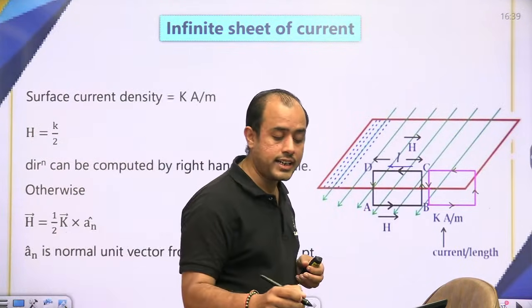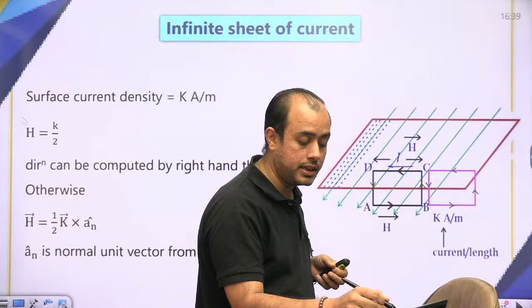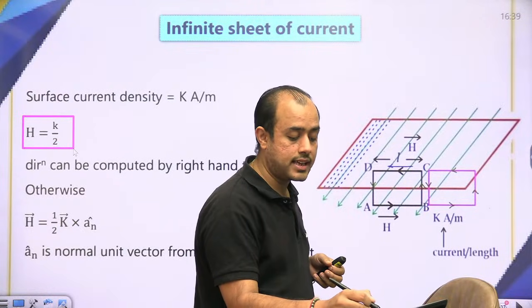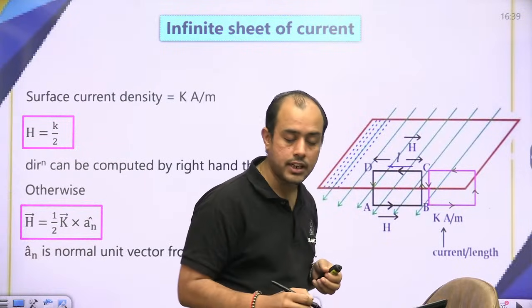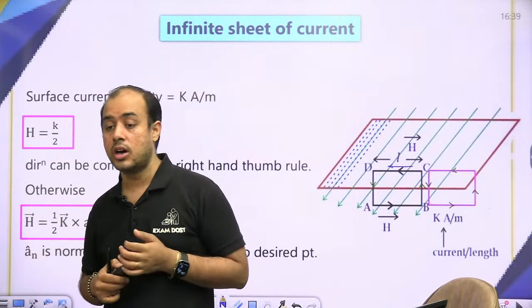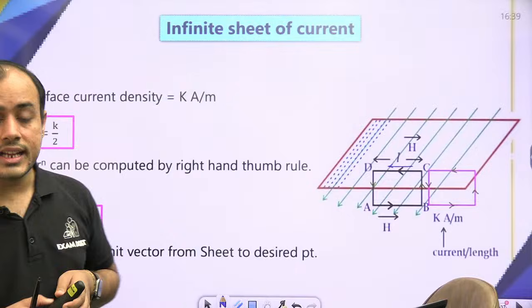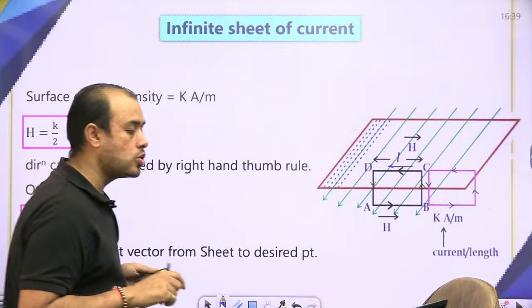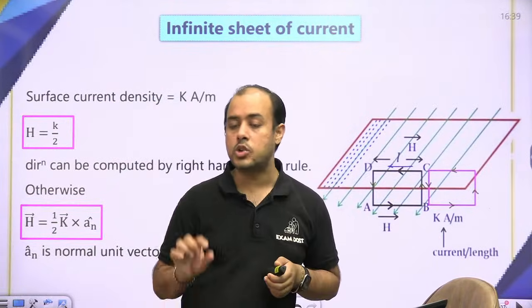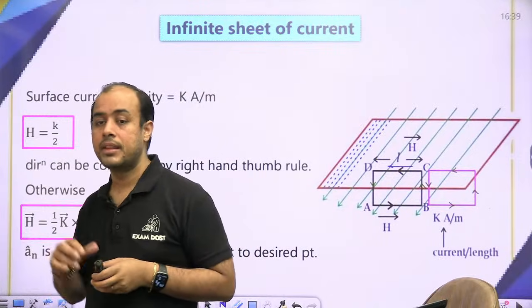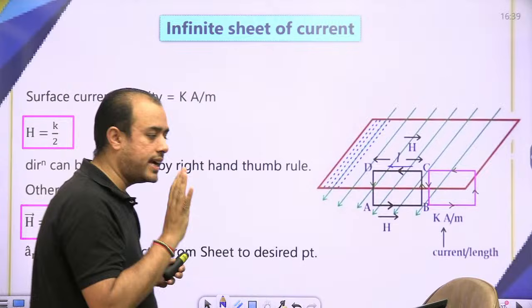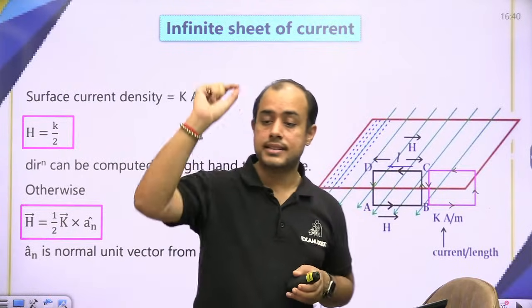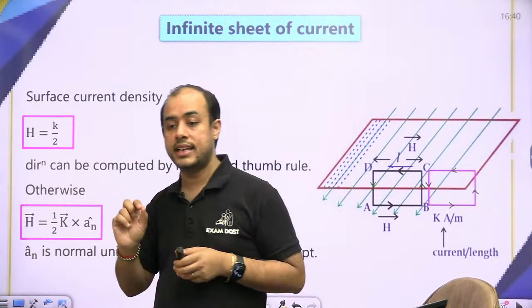For infinite sheet of current you can remember magnetic field is K by 2. K is the current density in vector form, half K cross a n. Sir, how to take a n? You remember when we took a sheet charge, I taught you how to take the direction. How did you take it? Suppose the sheet charge was z equal to 5. The z coordinate of point was 8.